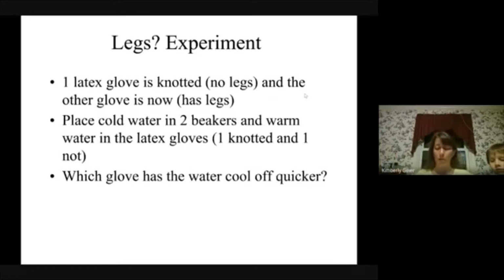So in our experiment, if we were together, this is what we would do. We would have two gloves, and one glove, I've just knotted all of the fingers. So maybe you can see, I put knots in all of the little fingers and flipped it inside out. So this glove is like a whale with no legs. The other glove is just a regular glove. It still has legs.